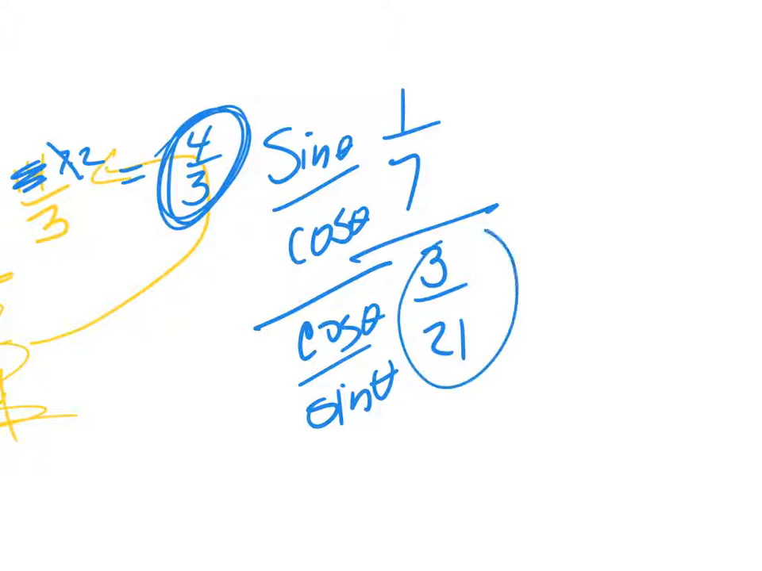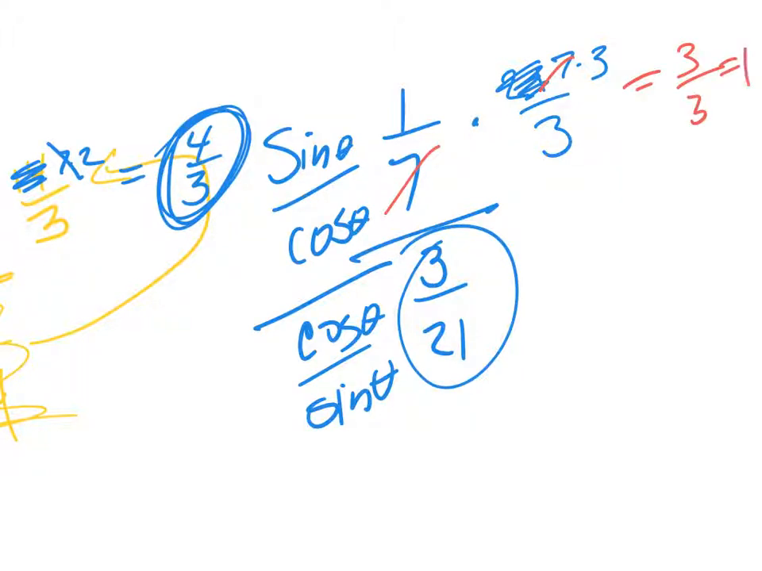So this one, I'm going to take this and I'm going to flip and multiply by it. Multiply by 21 over 3. And then if you can factor it, you should. The 21 factors into 7 times 3. 7s cancel. Boom, boom. Final answer, 3 over 3, which equals 1.